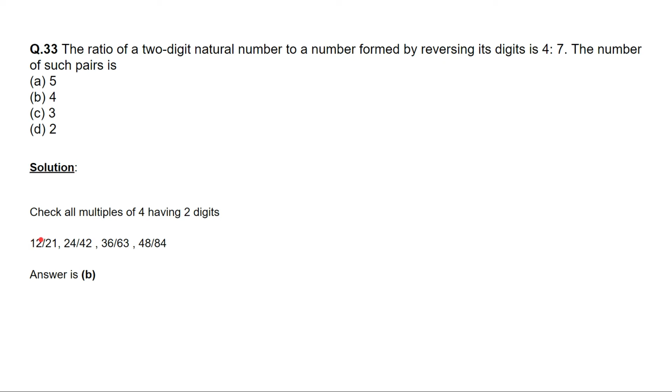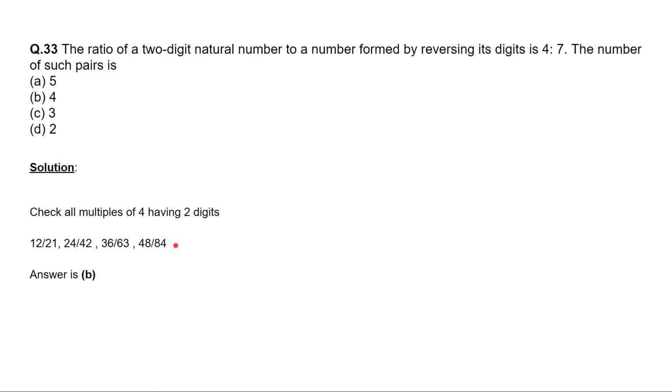24 times 4. First, if you take the first two-digit number that is a multiple of 4, that is 12, and if you reverse the digits, 21. Then if you take 24, reversed it is 42. 36, 63. 48, reversed it is 84. Now the ratio of all these four is 4 is to 7, right? So in total we have four such numbers.